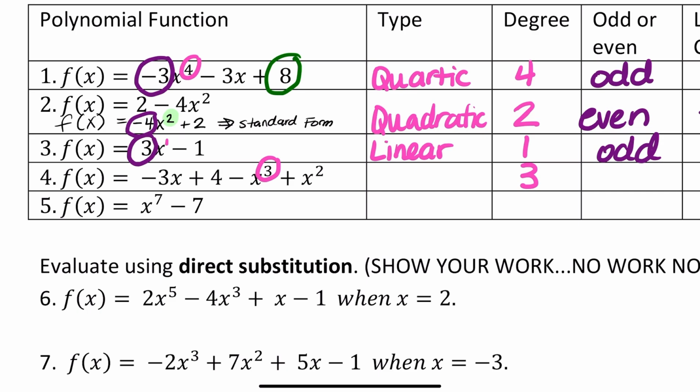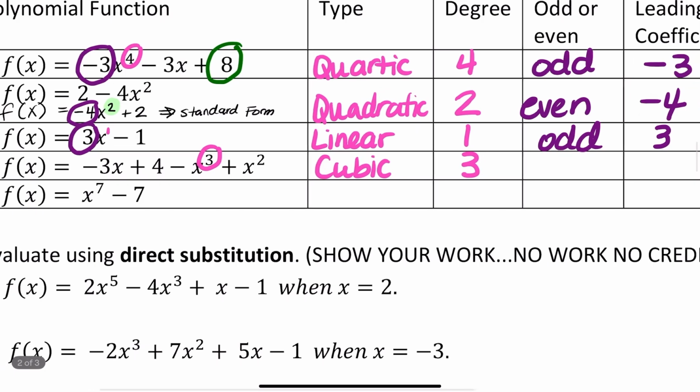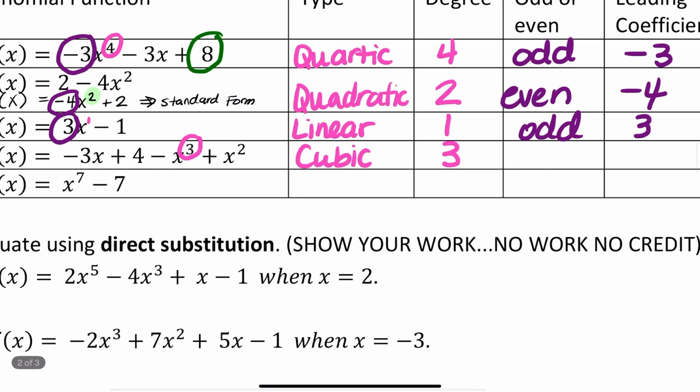Now, third degree will be classified as a cubic function. The leading coefficient is the coefficient attached to that highest degree, so that is going to be -1. -1 is an odd number, so this is an odd function.